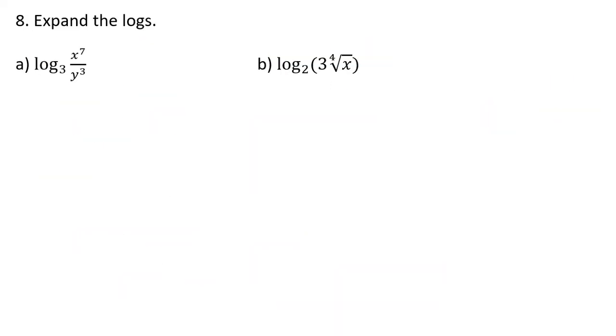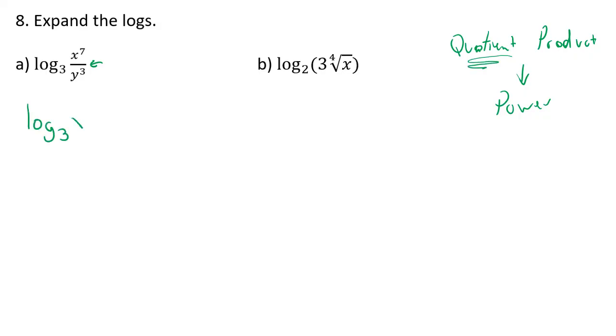Okay, problem 8. We're going to expand the logs. So this time, it does the reverse order. When you're expanding, you're starting off with the quotient rule or the product rule. Then you're going to go to the power rule. So in this case, I have a divide. When you see it as a fraction, it's a division, which means that's quotient. And that means if we expand it, it turns into subtraction signs.